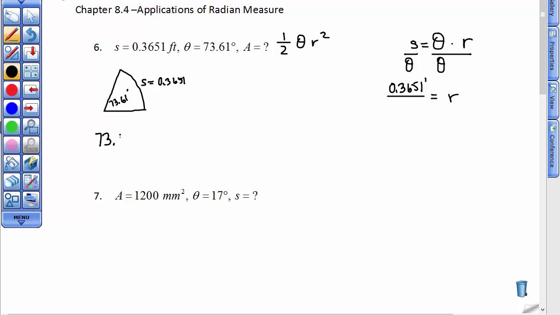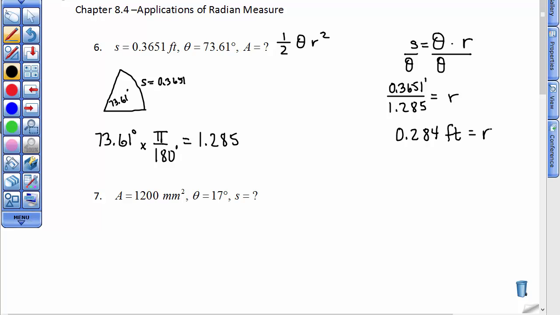And I'm going to take that 73.61 degrees and multiply that by pi over 180 degrees. The degree symbols cancel out when I do that. And I get a value for theta of 1.285 radians. So I'm going to divide this by 1.285. Remember, a radian is a unitless measure, so you're taking something in feet and dividing it by something without any units. And when you do that, you get 0.284 is the length of the radius of this sector.